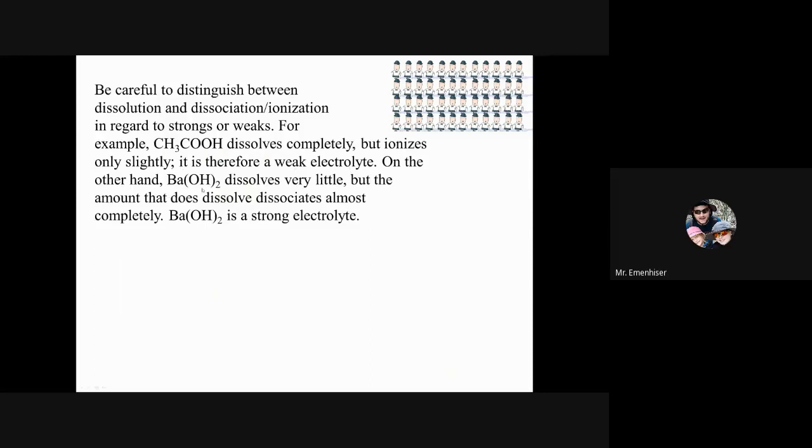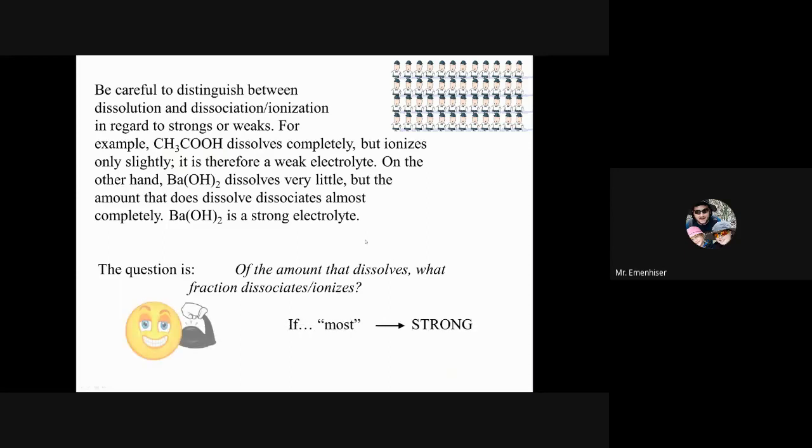On the other hand, barium hydroxide dissolves very little, but the amount that does dissolve dissociates almost completely. So barium hydroxide is a strong electrolyte. Just some clarification there. The question is, of the amount that dissolves, what fraction actually ionizes? And that tells us whether it's a strong or weak electrolyte. If it's most, it's a strong electrolyte. If not, it's weak.